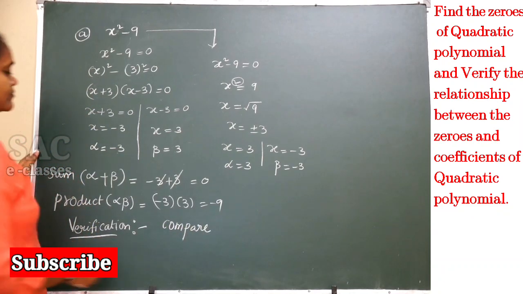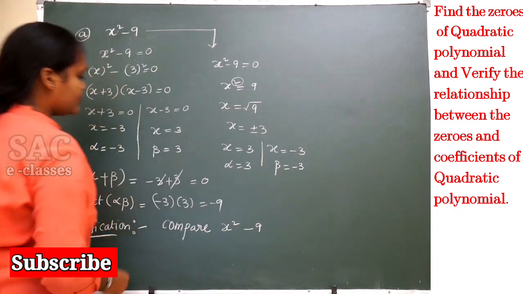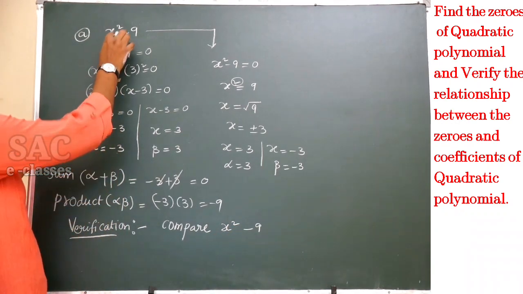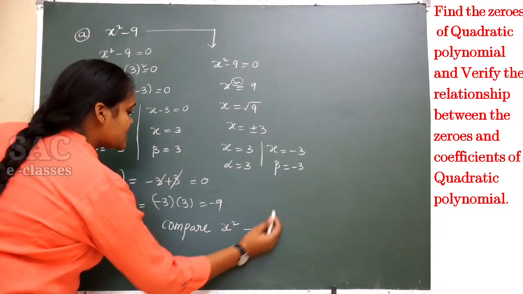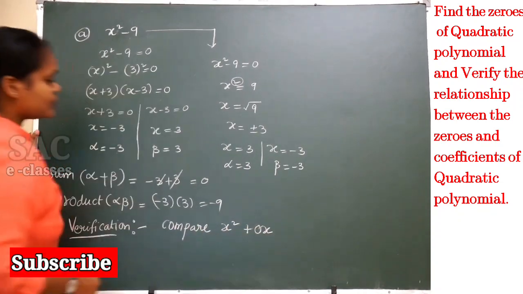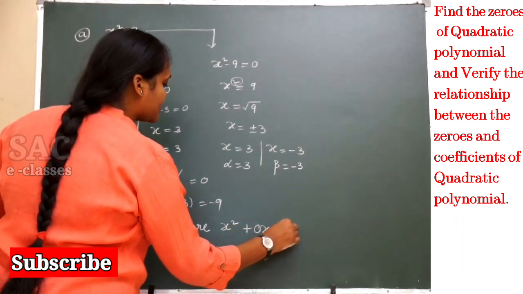We are comparing x square minus 9. But if you observe, here it is not a complete quadratic polynomial. That is why I am taking the missing term as 0. So the x term is missing here, so I am writing x square plus 0x minus 9.